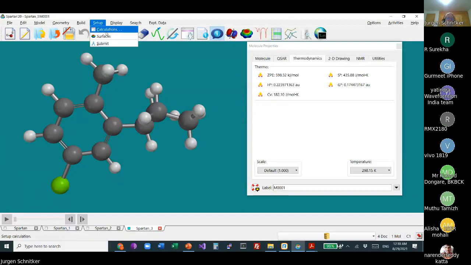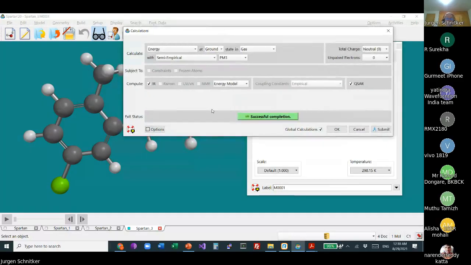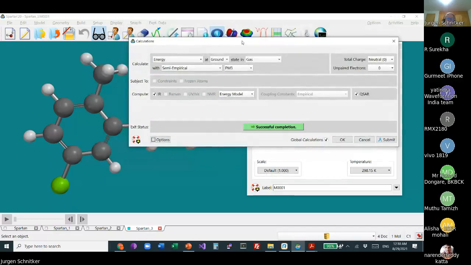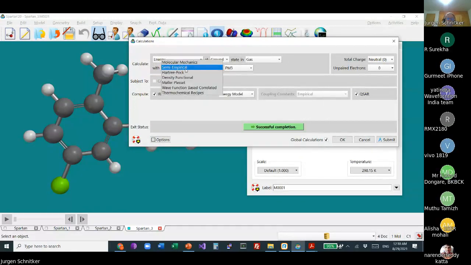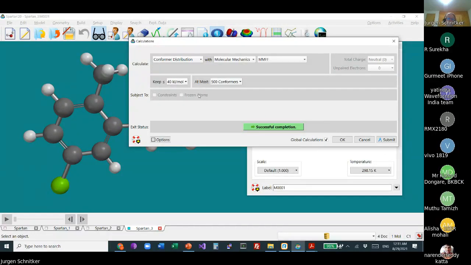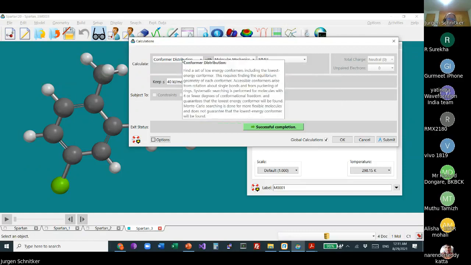Now, conformers. I argued that the issue of molecular flexibility is often underappreciated in chemistry. So I will go here now to the conformer distribution for this molecule. They are using molecular mechanics. With conformers, I always want to start with molecular mechanics.